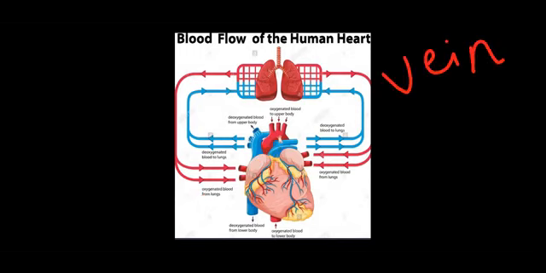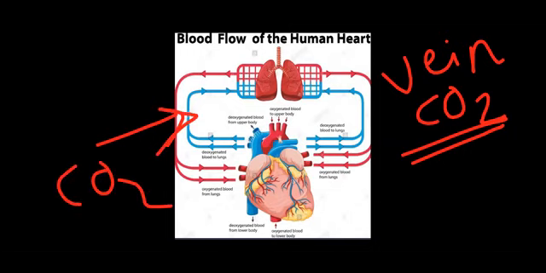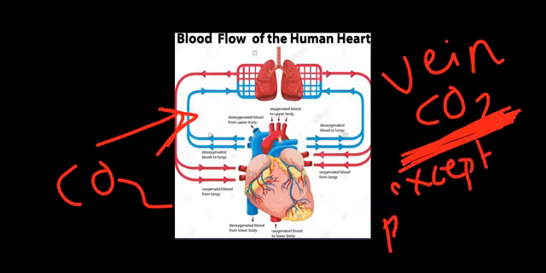All veins carry deoxygenated blood. That is the blood which is rich with carbon dioxide. Children, you should know the meaning of deoxygenated. Deoxygenated means the blood which is rich with carbon dioxide. Okay, so all veins carry deoxygenated blood except the pulmonary vein.